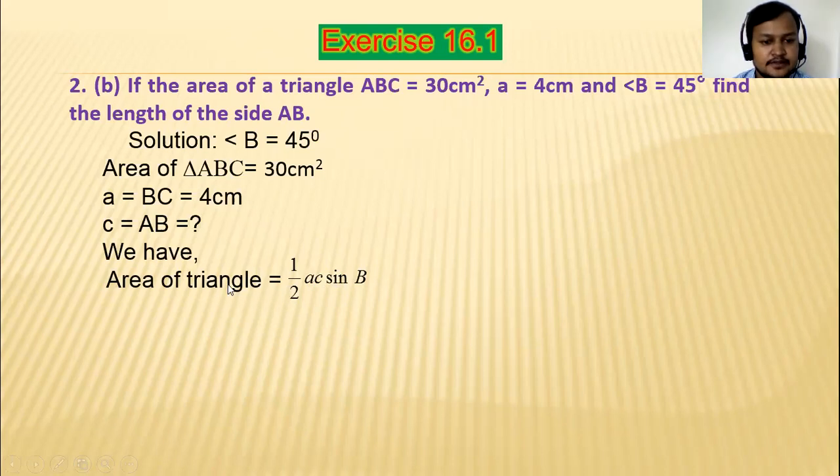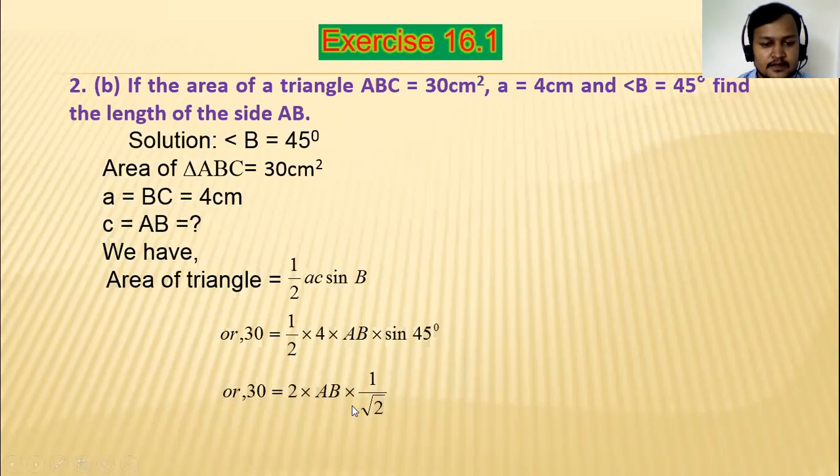Now put the values. Area of triangle is 30. 1/2. a is 4. c means AB sine 45. This is the value of angle B. Now again put the value of sine 45 and simplify it. 2 to the 4. So 2 remains here. 30 is equal to 2 into AB into sine 45, 1/√2. Again after this also take this 2 in the denominator here and √2 in the numerator.